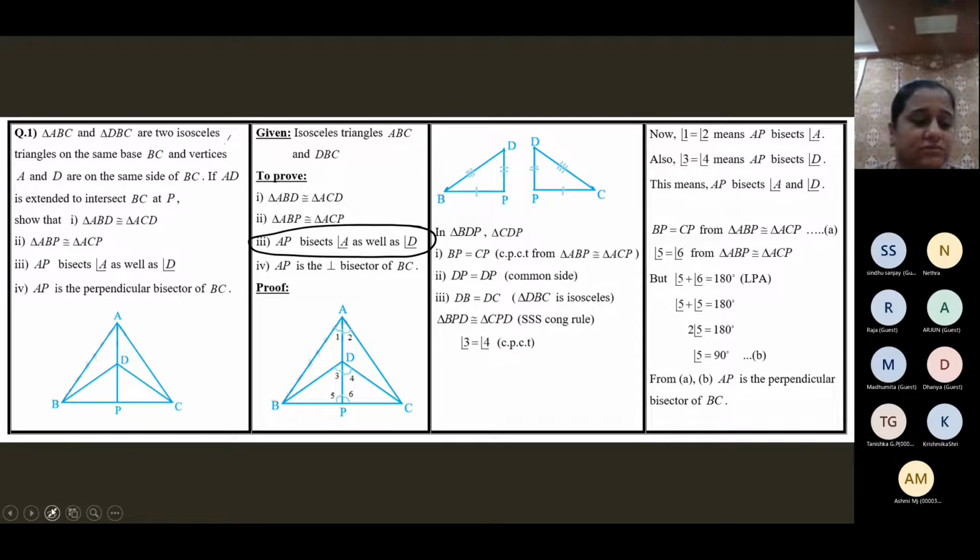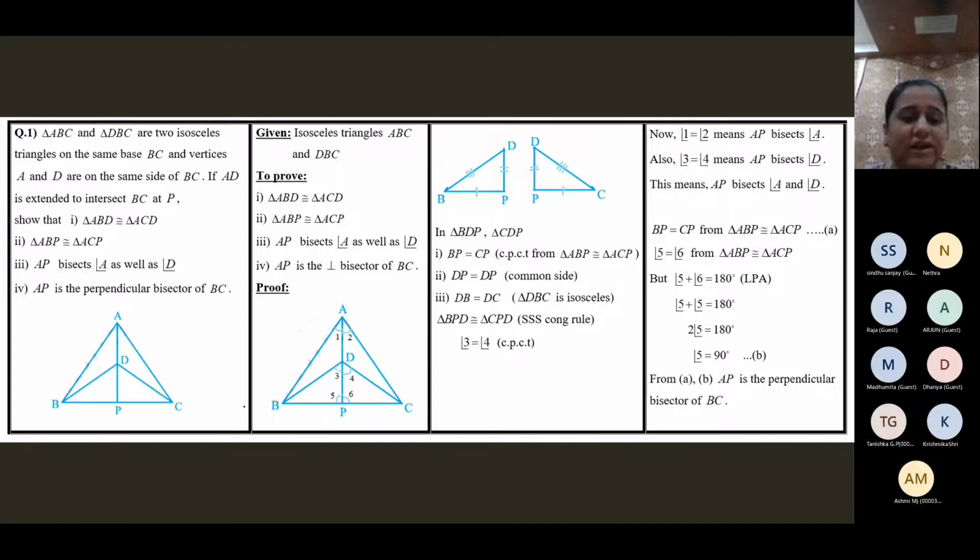Tell me, children. We already know that AP bisects angle A, correct? Because we proved that angle 1 is equal to angle 2. See, we have to show that AP bisects angle A as well as angle D. How do we know AP bisects angle A? This is AP, and this is angle A. Because we proved two triangles are congruent, there itself we got the result angle 1 is equal to angle 2. So AP bisects angle A.